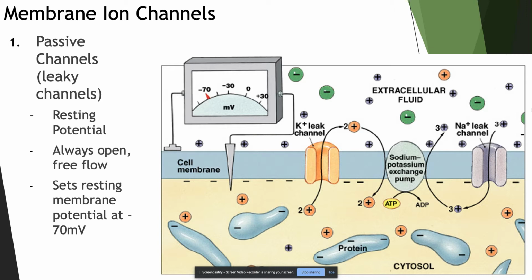So remember from the previous modules that passive channels or leaky channels help to maintain the resting potential. They're always open and free flowing, and they help to set that potential at minus 70 millivolts.